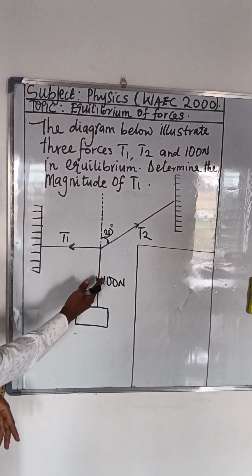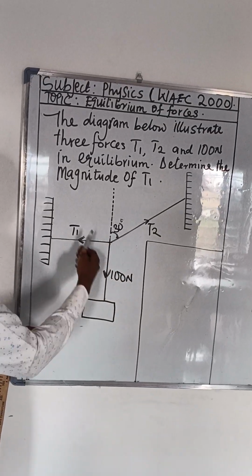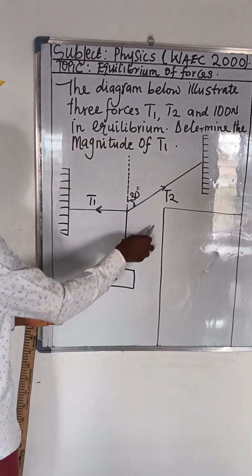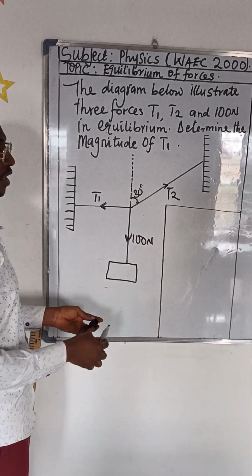Look at this diagram here. Look at the direction here. The direction of this one shows that this is a vector. They are all forces. T1 is a force, T2 is a force, and 100 Newton is a force.